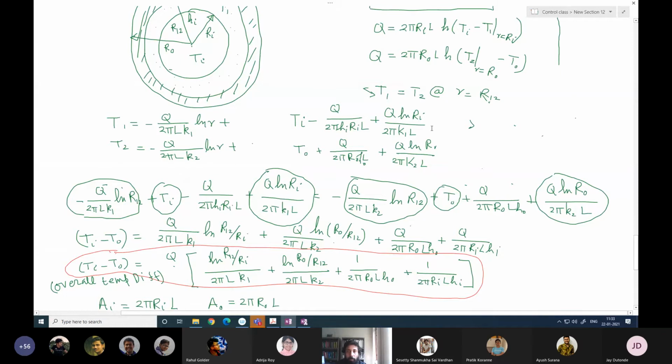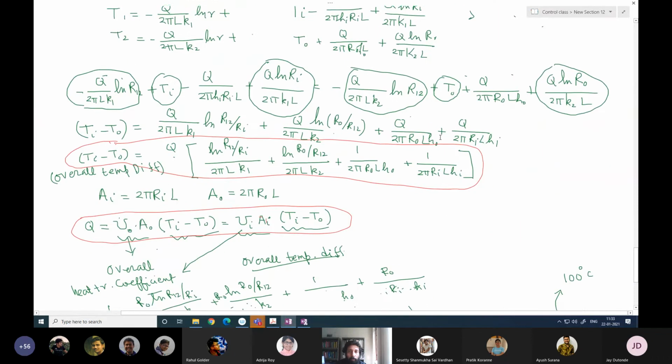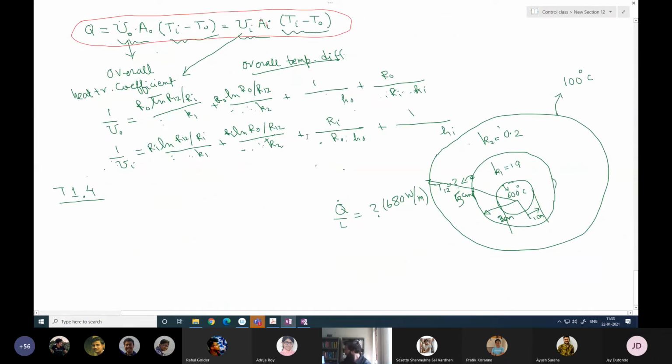I think some of this part is missing. So anyway, I think you have this solution for T12. So the solution here is T inside minus... So this is the expression: T12 equals T inside minus Q by L by 2 pi Q1.